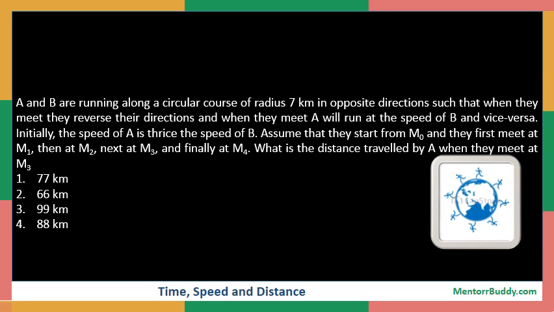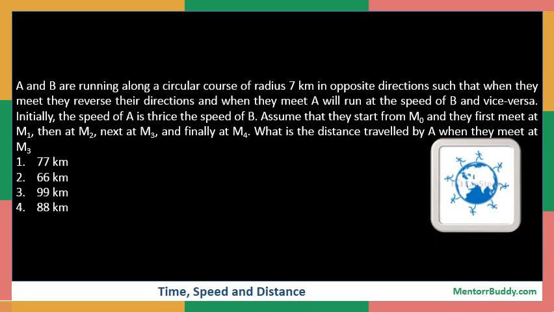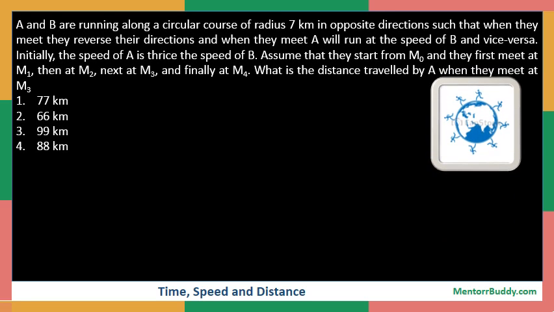So this question is basically a circular track question, which is again a part of time, speed and distance. So let us see how we can approach this question. As it is given in the question, it is a circular course of radius 7 kilometers. So if we quickly draw a circular course of radius 7 kilometers, and then there are two people running in opposite directions. So let us assume there are two people running in two directions. One is A, another one is B.